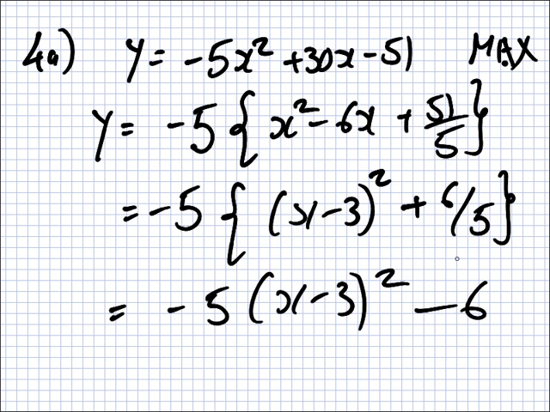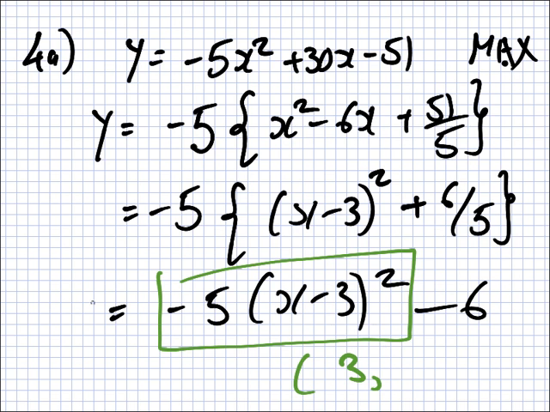And here's the step for finding the maximum. You need to say, how do you make this 0? What value of x? 3. And then if you have that value of x, what will be the value of y? Well, if that's 0, it's minus 6. And that's the answer for that one.